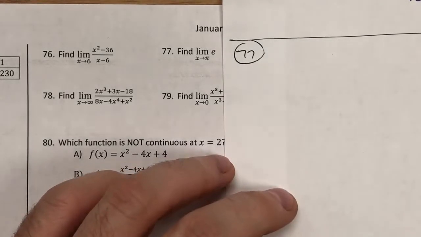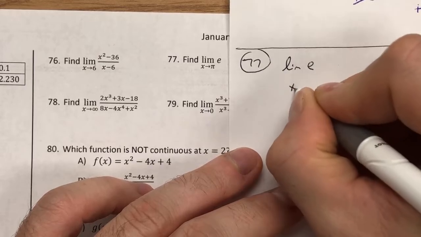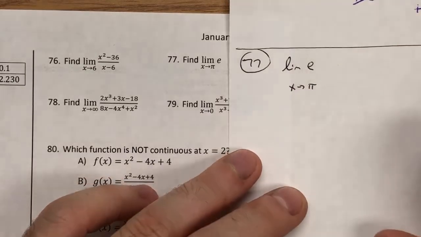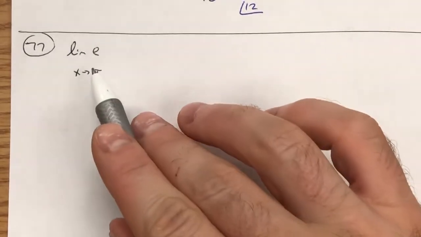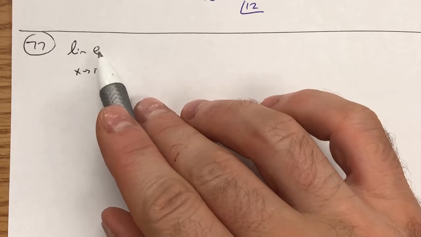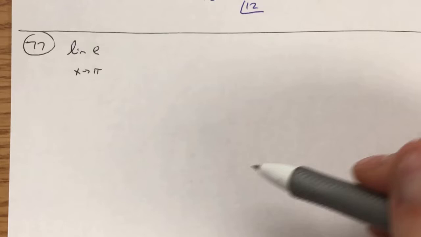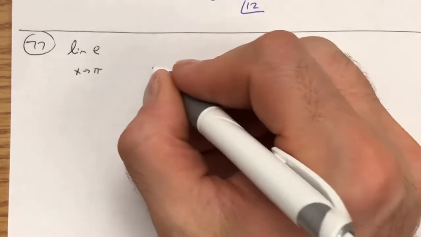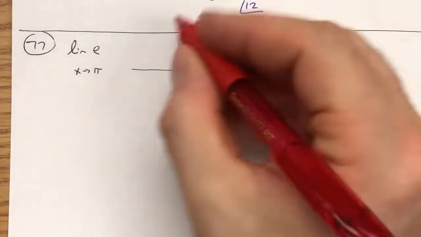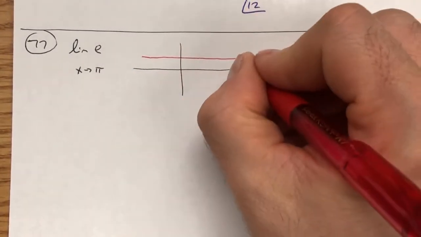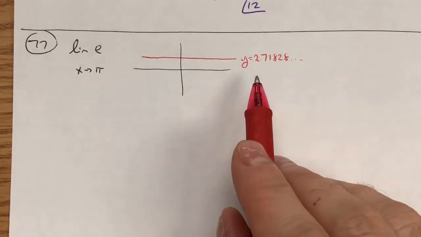Okay, we want to find the limit of e as x approaches pi. With this one, we would attempt to plug it in, but there's nowhere to plug in the x because there's no x in this equation. This is a horizontal line at e. So if I were to sketch a graph of this, here's my x, here's my y. This graph is a horizontal line at y equals 2.71828, all the values of e.